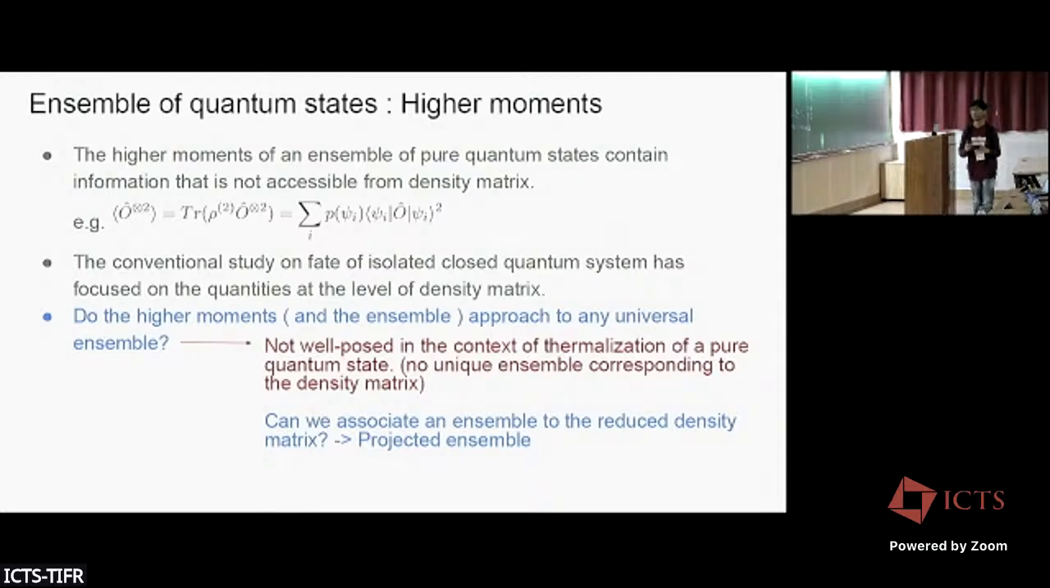So this is our reduced density matrix, but we already saw that given the reduced density matrix, there might be many state ensembles which are consistent with that density matrix. Then we can ask, can we say something about the quantum state ensemble itself in the context of thermalization? It turns out that there is no unique ensemble. So how can we associate a particular ensemble with this density matrix? It turns out that there is a natural protocol called the projected ensemble, which can associate a quantum state ensemble with a given reduced density matrix.